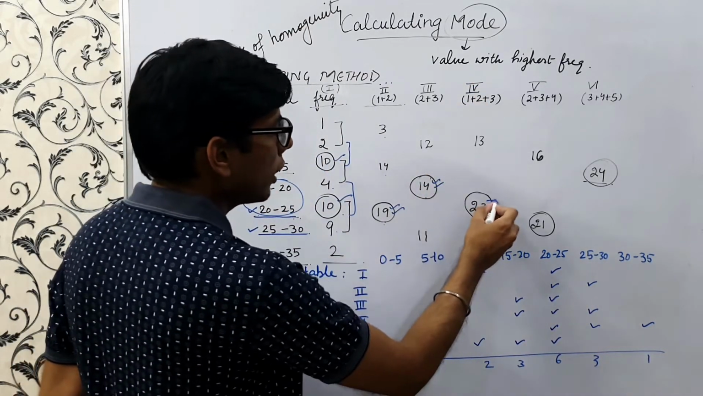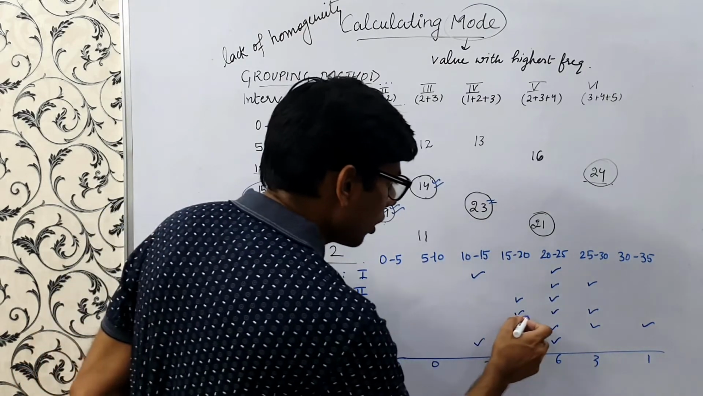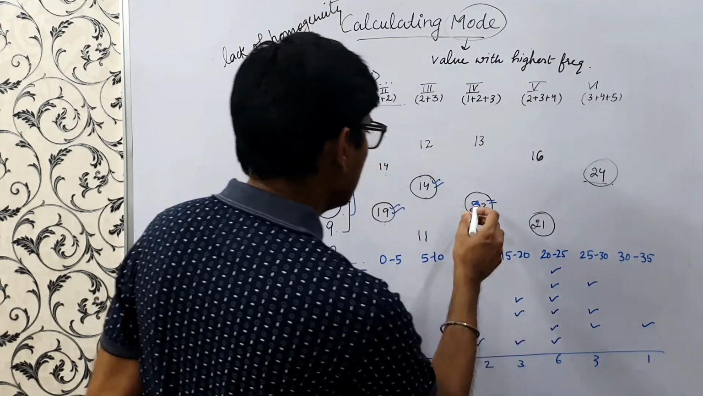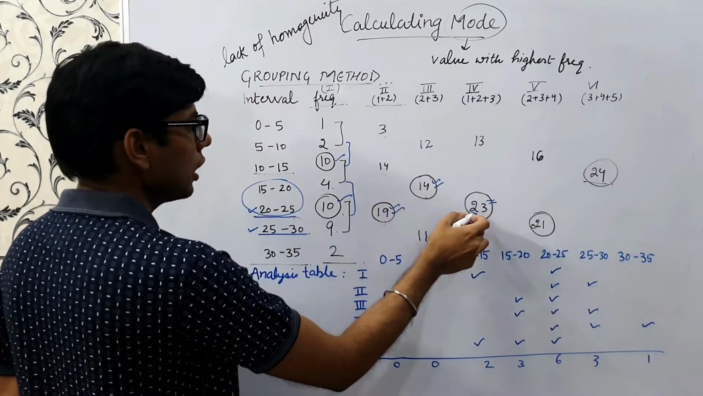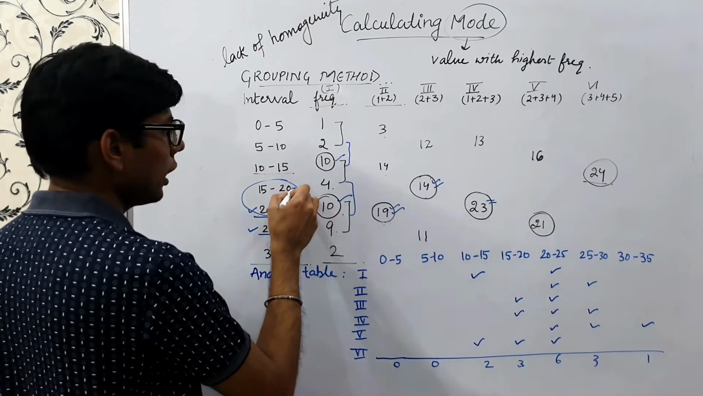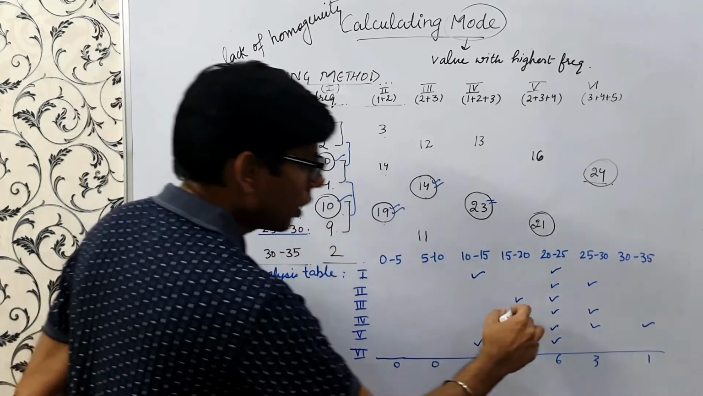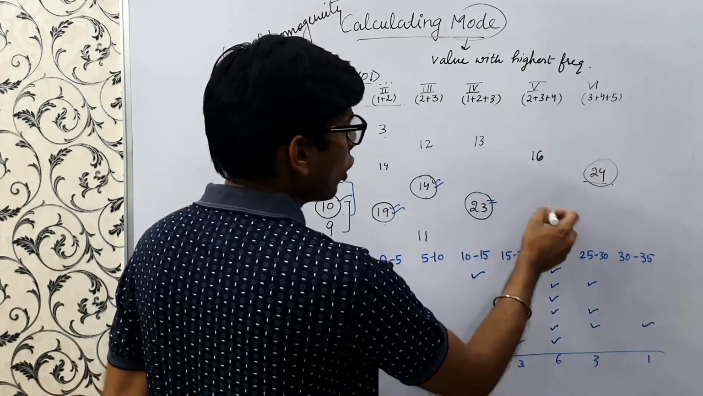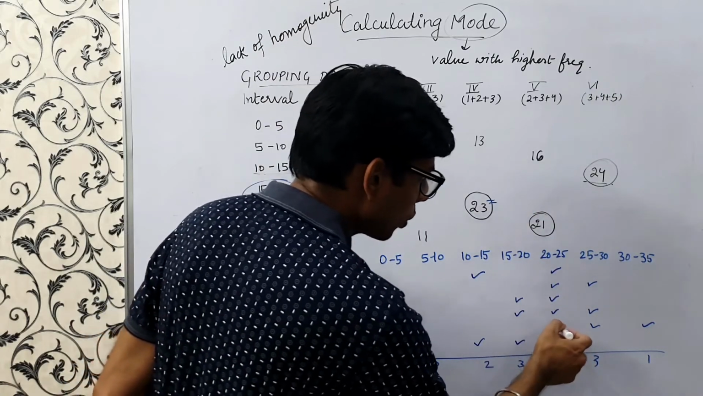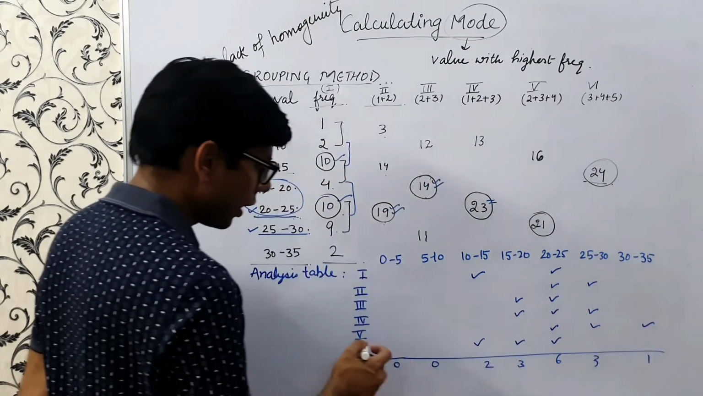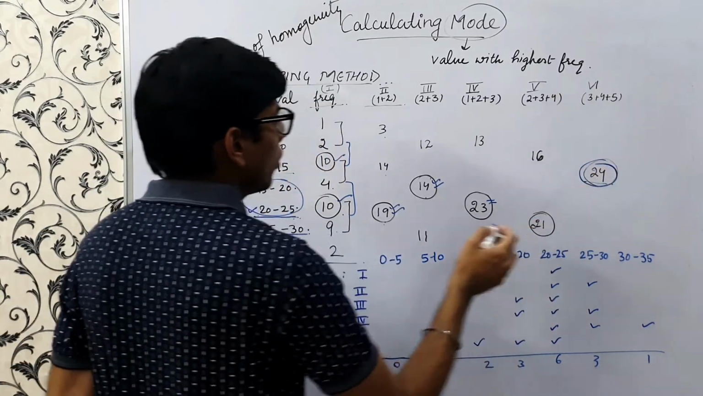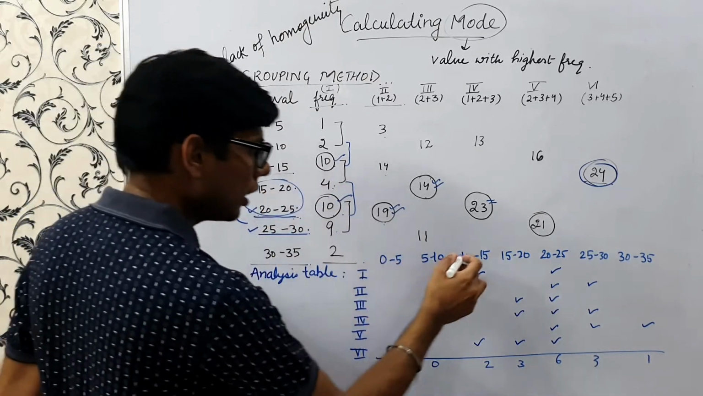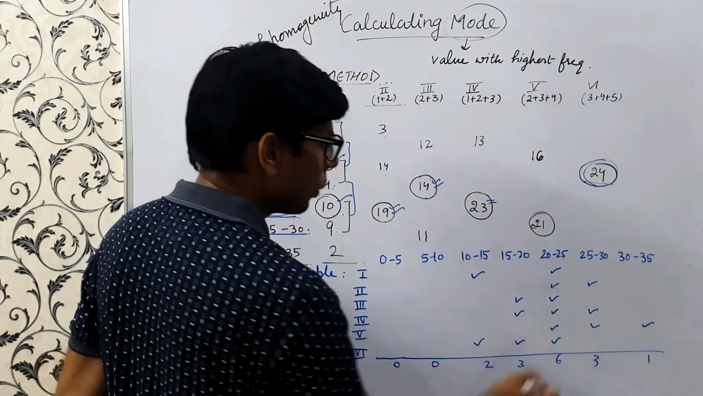In this we have 23. So 23 we have got using these three, 1 plus 2 plus 3. So 23, if we see, 15 to 20, 20 to 25 and 25 to 30. So put a tick against all three, and correspondingly for 5 we have got 21, which is nothing but the last three: 20 to 25, 25 to 30 and 30 to 35. And this 24 we have got using these three classes, 10, 4 and 10. So this is 10 to 15, 15 to 20 and 20 to 25.